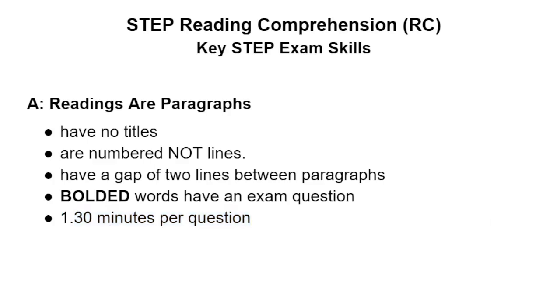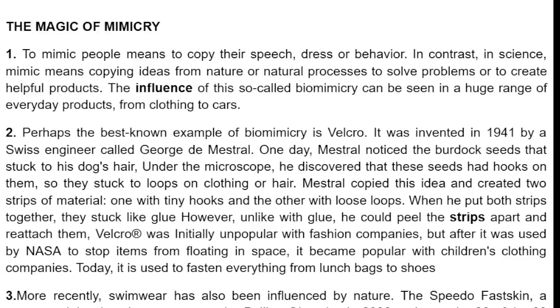Let's go to our text and see how these paragraphs look. Number 1. There are no titles, no headings. The title of this reading is The Magic of Mimicry. In the exam, it will not be there, it will be absent. Second, the paragraphs have numbers, not the lines. For example, number 1, paragraph 1, the number 1. For paragraph 2, number 2, 3, 4, 5 and 6, etc.